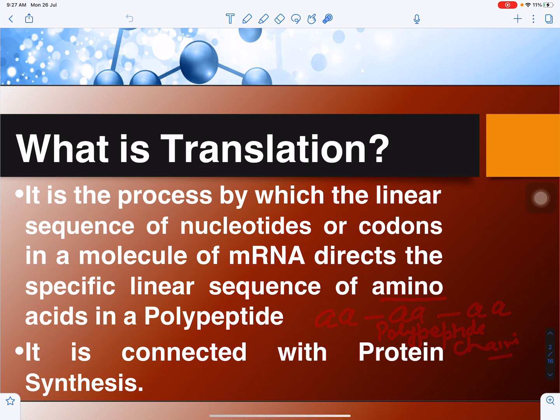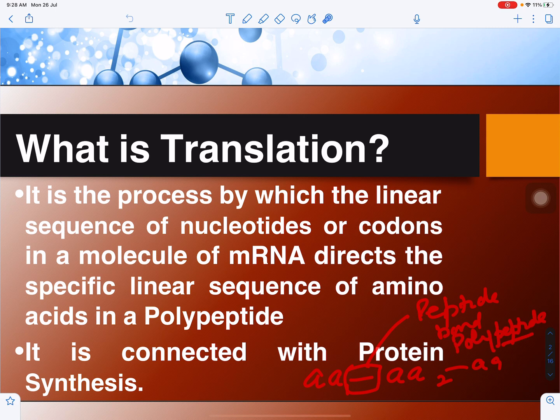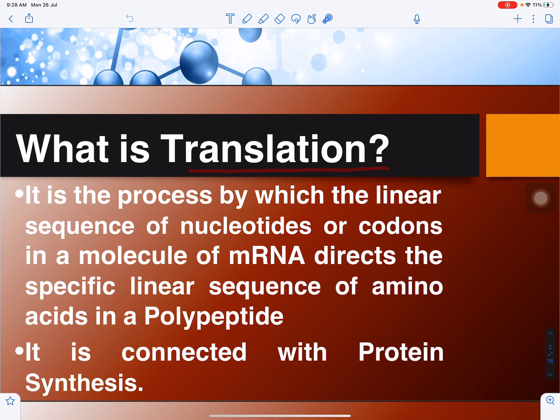protein. And the bond between two amino acids, this is 1, this is 2, is called a peptide bond. When many amino acids get linked, this is called a polypeptide. So this formation of polypeptide, this formation of protein with the help of amino acids, is called translation, or we can say protein synthesis is called translation.